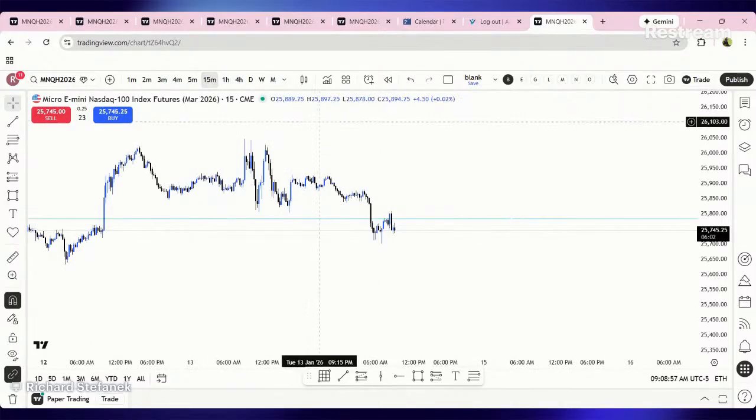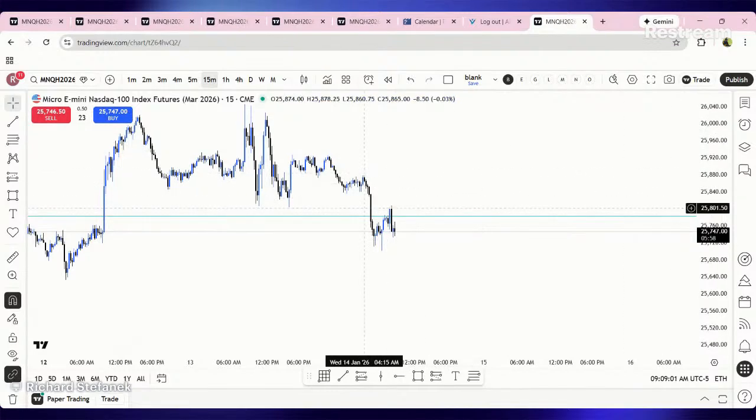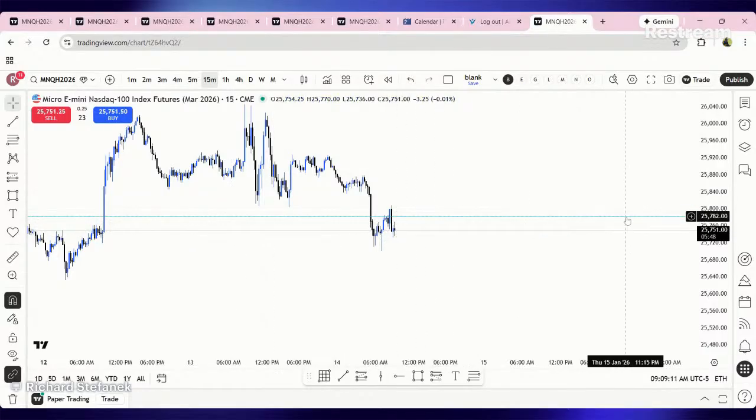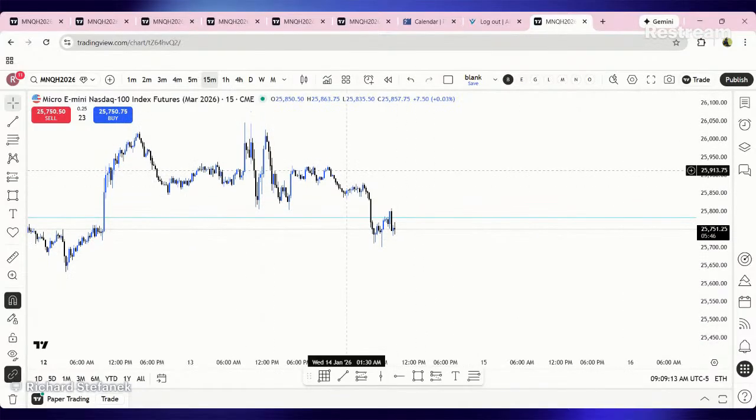15 minutes. Same type of view, I guess. Here's an inefficiency. Here's an inefficiency. Let's close below it, come back up, treat it as inversion. Let's see if it can act as resistance and send price lower.